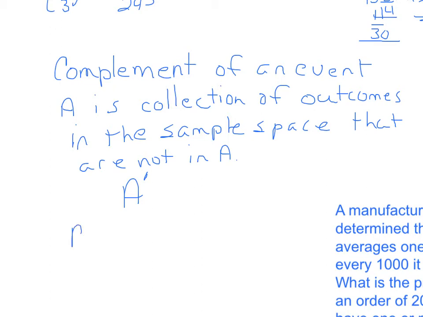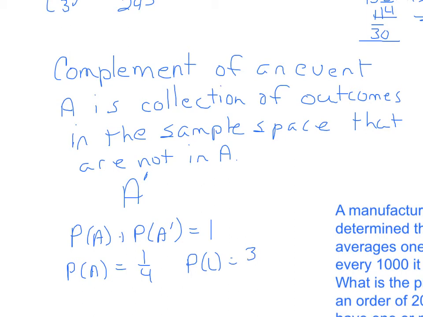Okay, so the probability of A plus the probability of its complement is always going to be 1, because it's either going to be in A or in the complement. So for instance, if the probability of winning a game is 1/4, what's the probability of losing the game? The probability of losing would be 3/4. 1 minus 1/4.